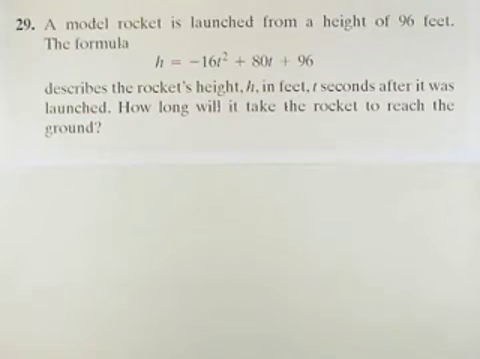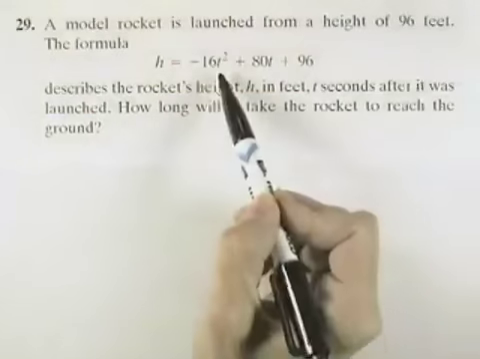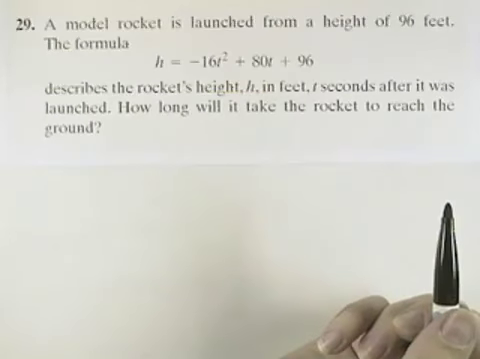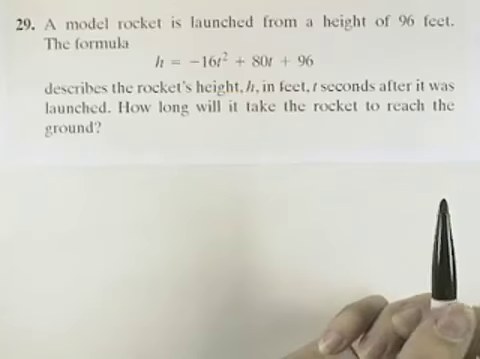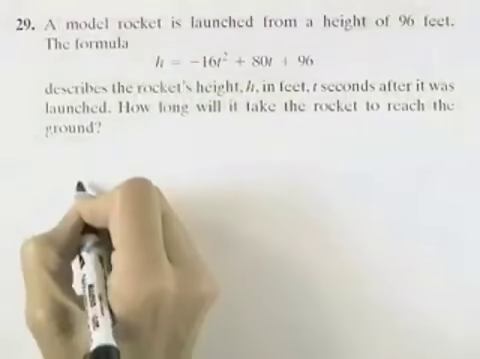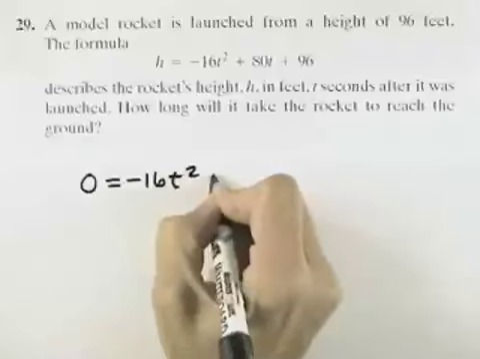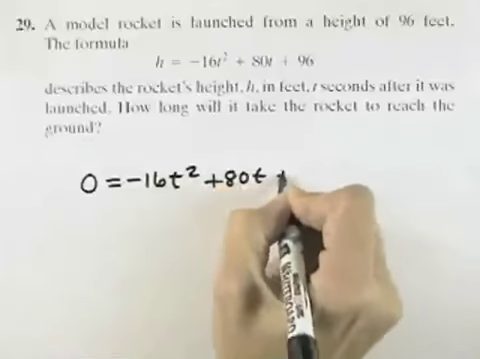A model rocket is launched from a height of 96 feet. This formula describes the rocket's height, h, in feet, t seconds after it was launched. How long will it take the rocket to reach the ground? Well, the height for the ground would mean h is 0. So we'd have 0 equals negative 16t squared plus 80t plus 96.